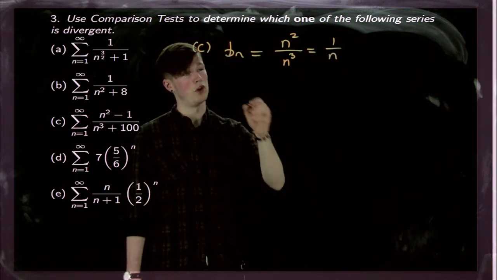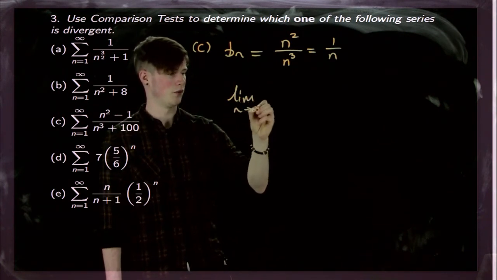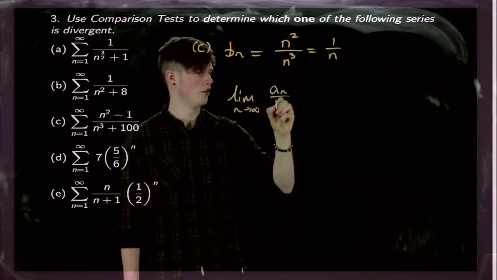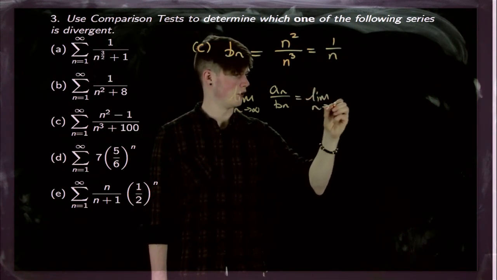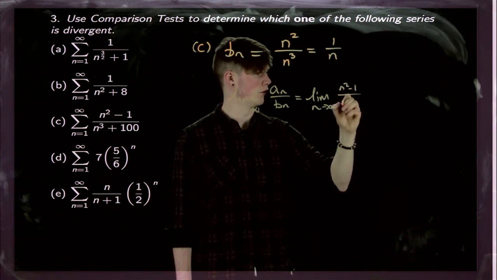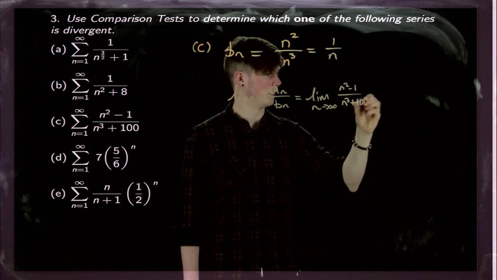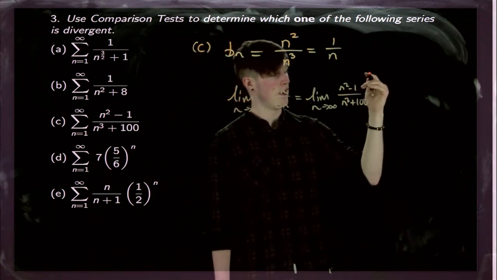Now, we want to use a limit comparison test with this. So the limit as n goes to infinity of an over bn. In our case, the limit as n goes to infinity of n squared minus 1 over n cubed plus 100, divided by 1 over n, which is just multiplied by n over 1.